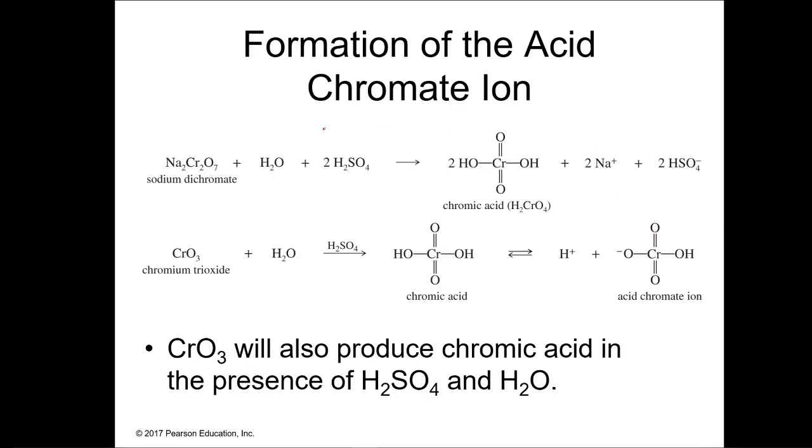So the way this works is, in the presence of acid, sodium dichromate will form chromic acid. And chromic acid can get deprotonated to form the acid chromate ion, and that's what does the actual oxidizing.